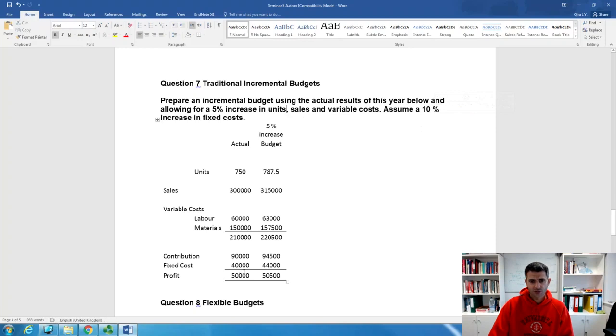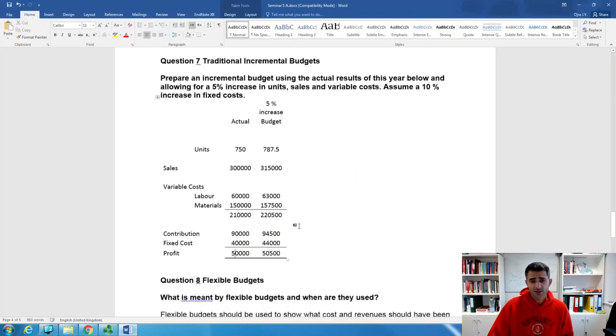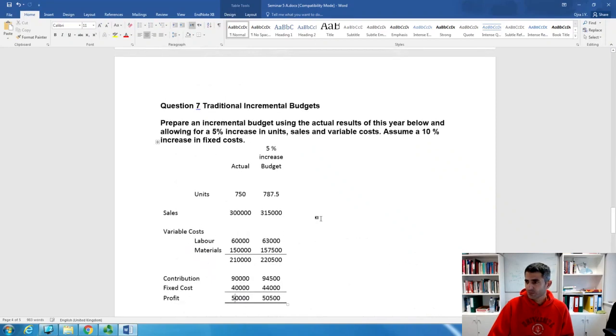In this case, 40,000 multiplied by 1.10 equals 44,000. And the profit is the contribution minus the fixed cost. So again, guys, as you see, this is the only way to prepare an incremental budget. It's very simple. You just need to add an increment for the next year.